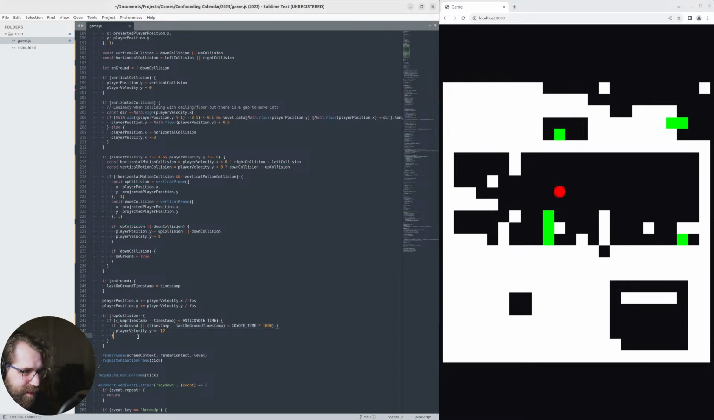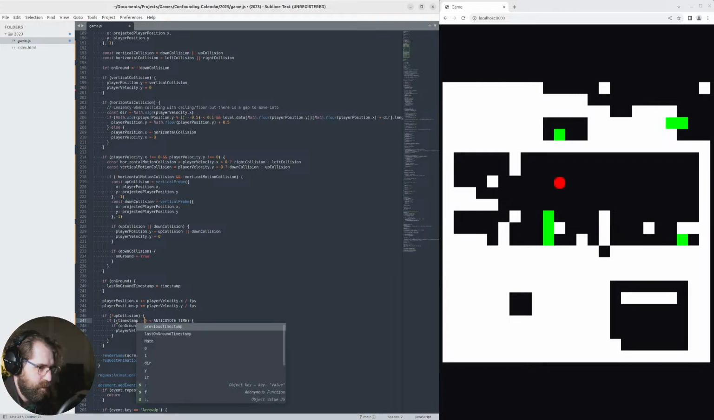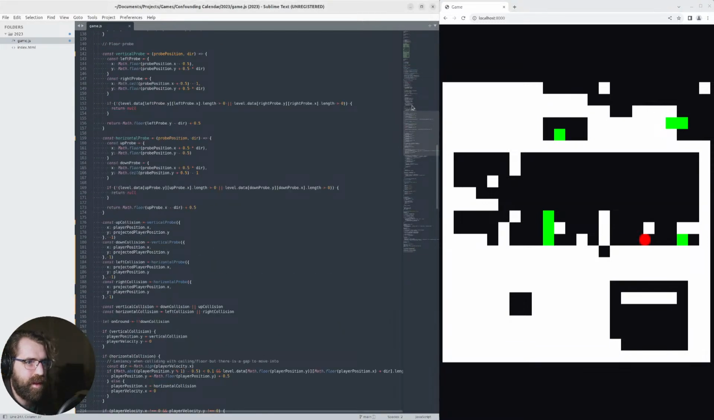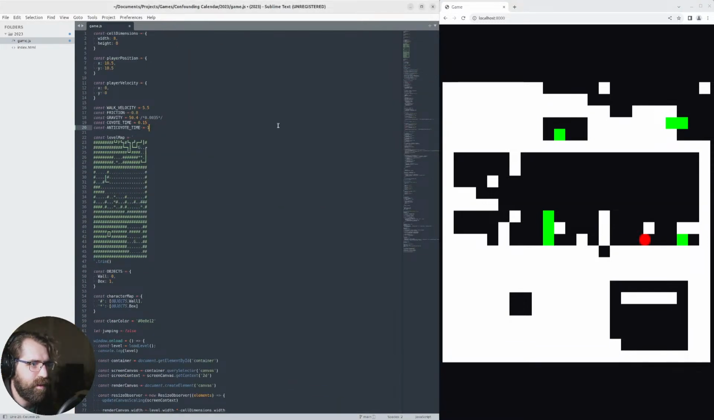This is happening when I hit the ground. There's no up collision. The jump timestamp should be... Oh wait, these need to be the other way round. Yes, they do. Okay. Feels okay so far. What happens? Let's make it a really long anti-coyote time just to see what happens. So it's 1 second.